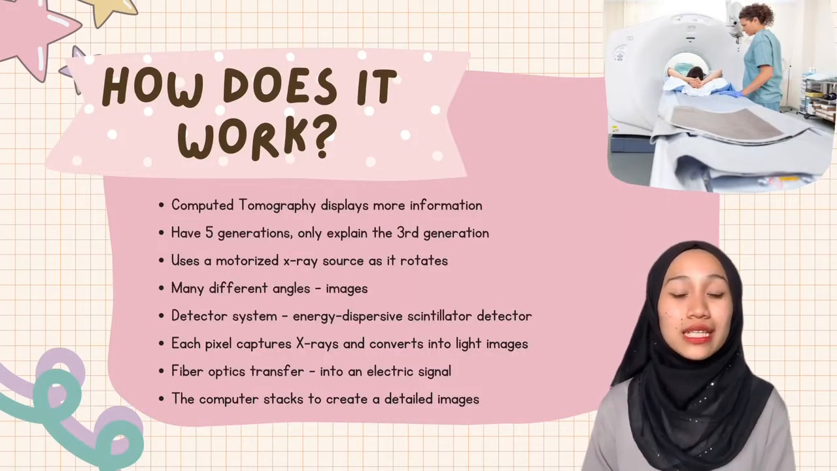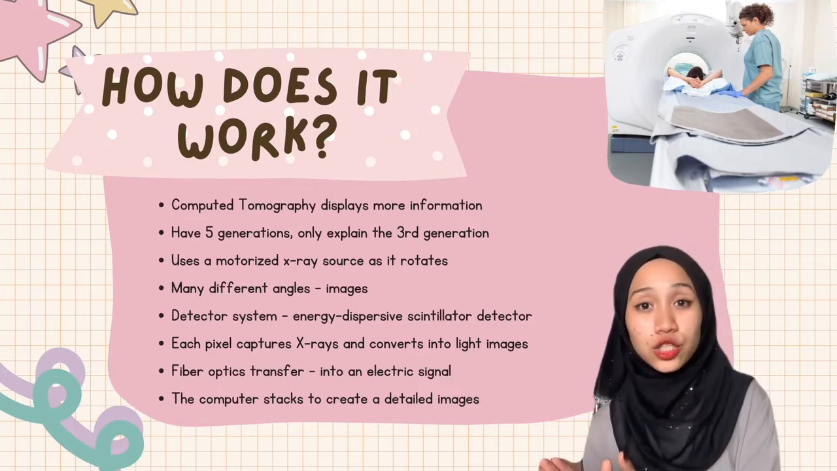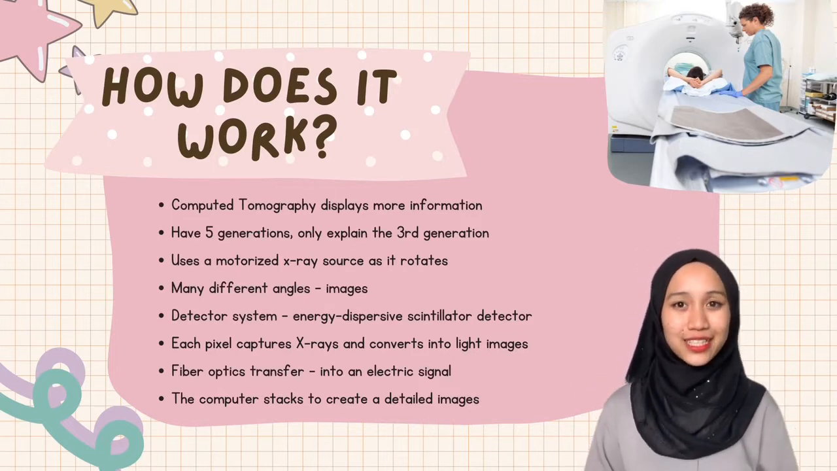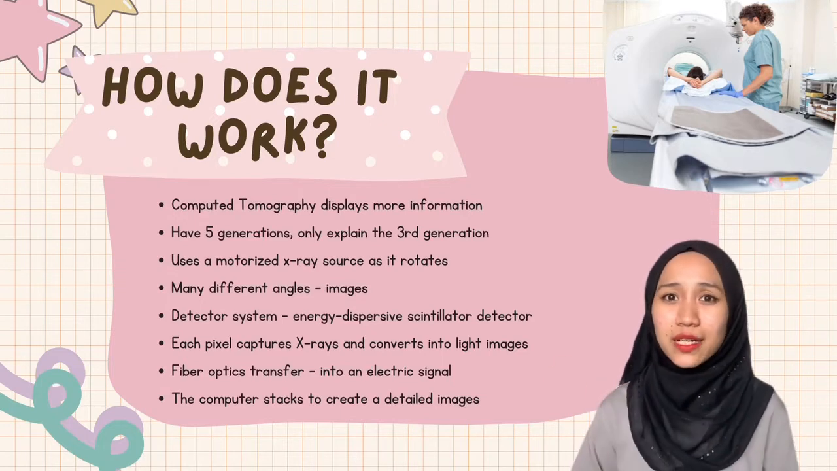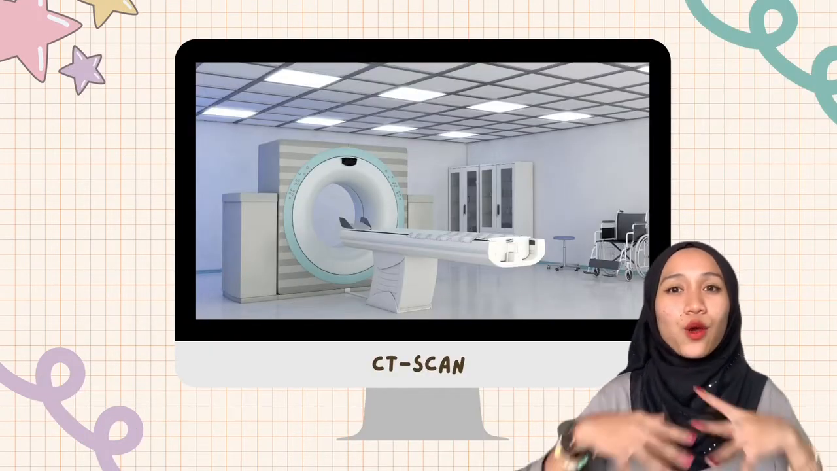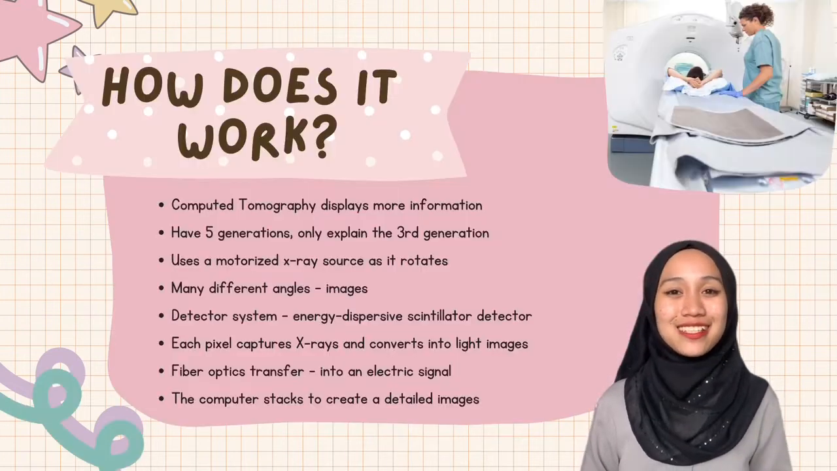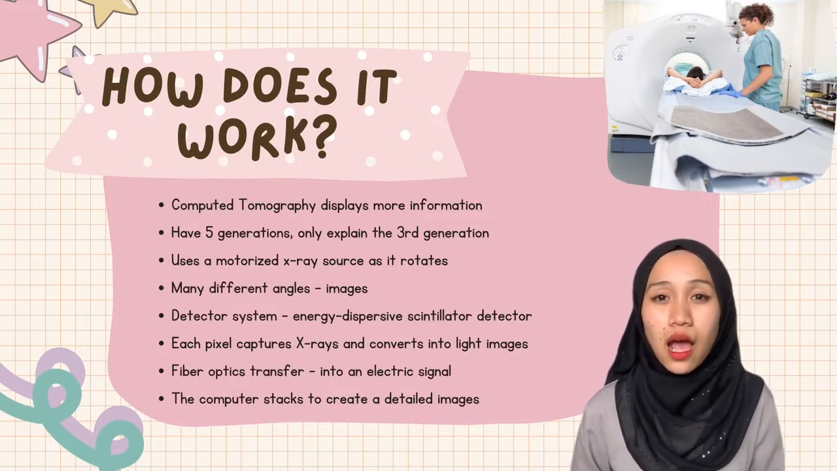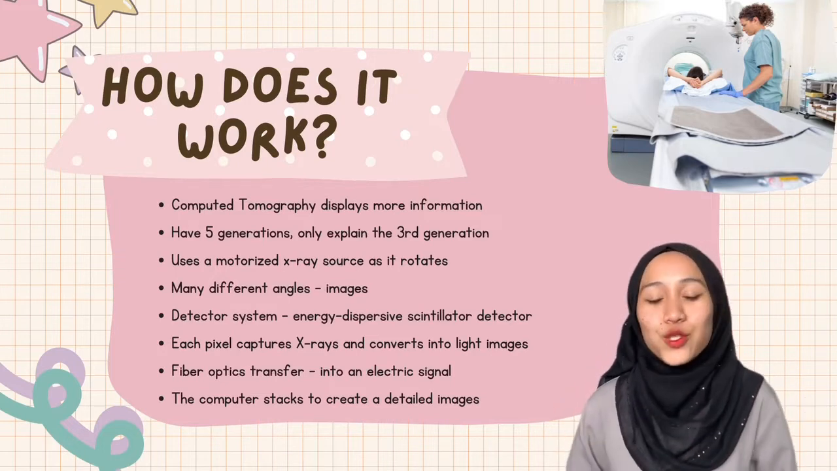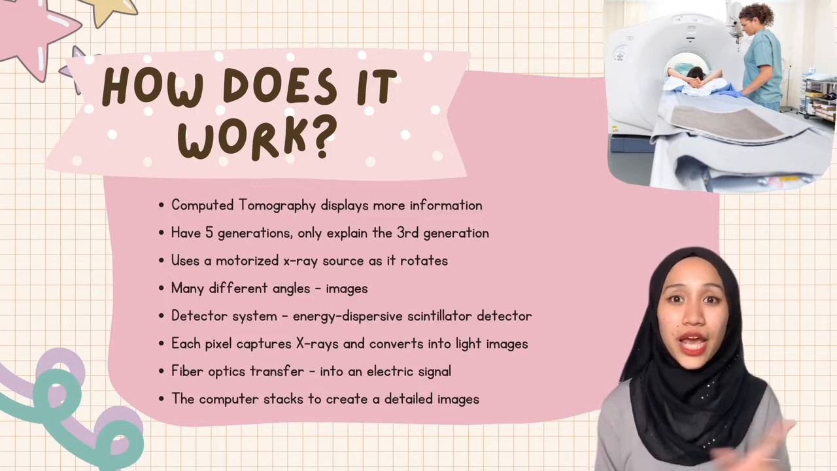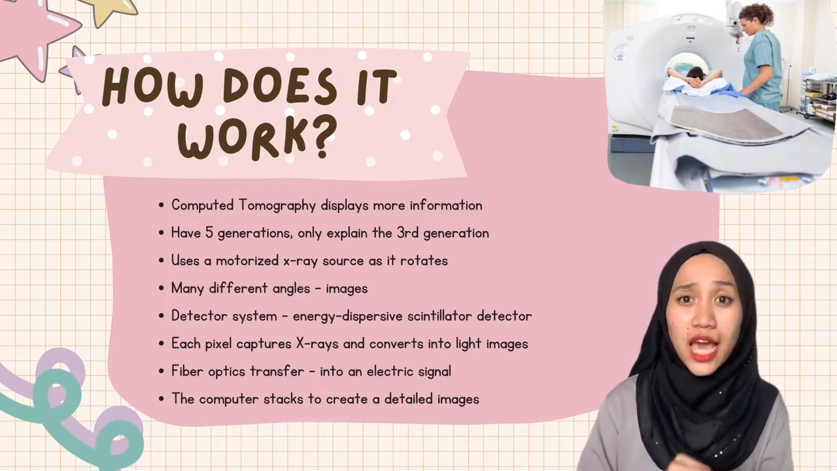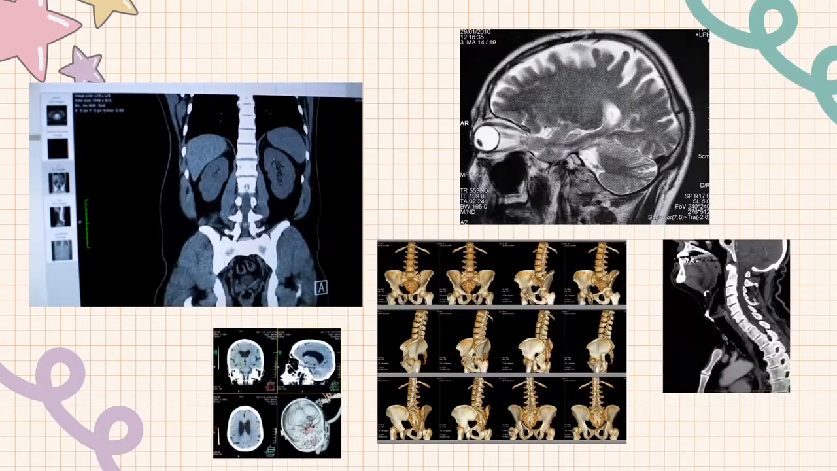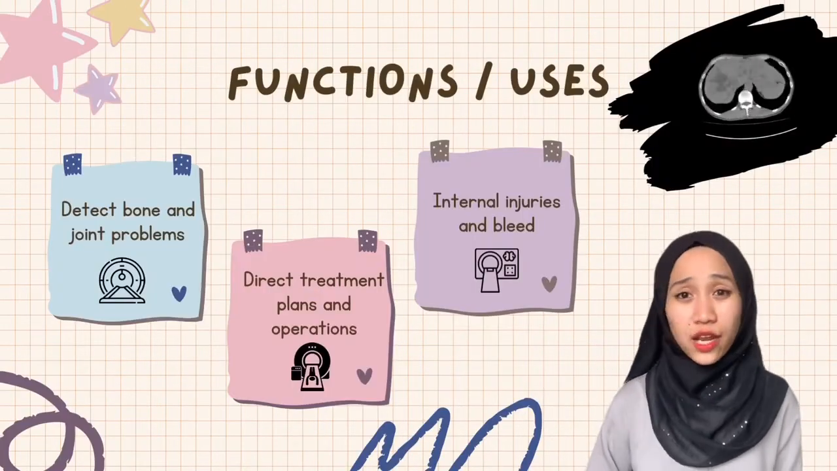A commonly used detector system is the so-called energy dispersive scintillator detector. Each pixel of the scintillator panel captures X-rays and converts them into light images. Fiber optics transfer this image to a charge-coupled device sensor where the light is transformed into an electric signal. Then, the computer stacks the scans one on top of the other to create a detailed image of organs, bones, or blood vessels.